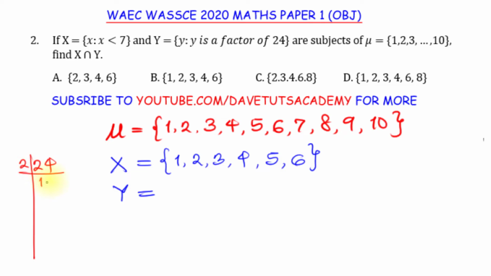We have 2 in 24, that is 12. 2 in 12, that is 6. Okay, 2 in 6, that is 3. Then 3 can be used to divide 3. We have 1. Okay, so it is the combinations of these numbers, including 1, that we are going to consider to get the factors of 24.